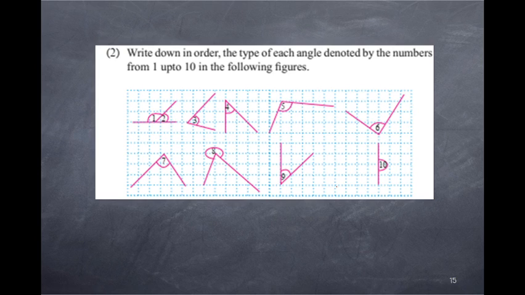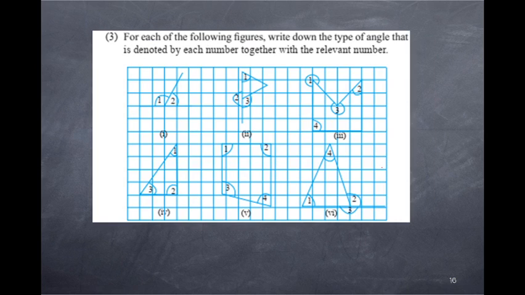Look at this. Write down in order the type of each angle denoted by the numbers from 1 up to 10 in the following figures. 1 is an obtuse angle. 2 is an acute angle. 3 is an acute angle. 4 is an acute angle. 5 is an obtuse angle. 6 is a right angle. 7 is a right angle. 8 is a reflex angle. 9 is an acute angle. 10 is a straight angle. Right.